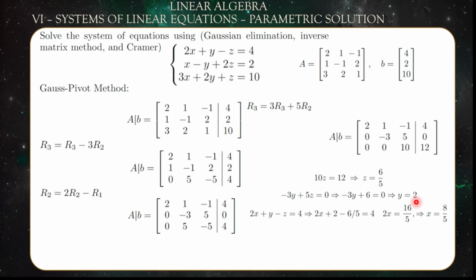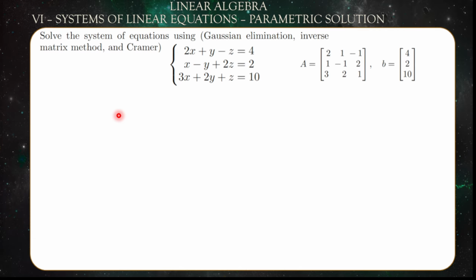So y is equal to 2. Then for x, you have 2x plus y minus z is equal to 4. You replace y and z, y by 2 and z by 6 divided by 5, and you have 4. So you get x is equal to 8 divided by 5. And that is the solution using the Gauss pivot method.